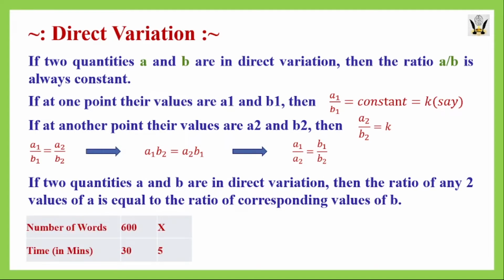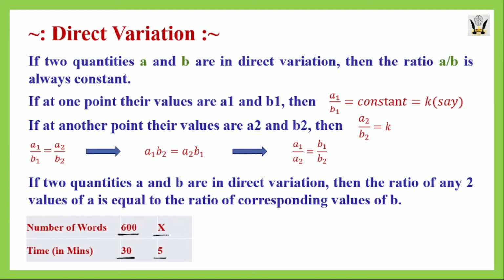Now this direct variation we will understand by a simple example, where a person can type 600 words in 30 minutes. So this is one quantity, the number of words, and that number of words is typed in a 30 minute time frame. Now suppose we want to know how many words will be typed by the same person in 5 minutes.